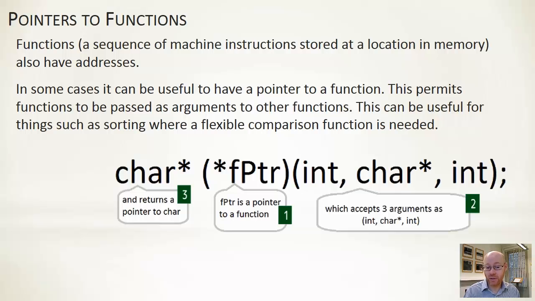It returns a char star. This particular function accepts an int, a char star, and an int. And where we normally would have the function name, here we have a pointer to a function. So basically, this is a pointer that points to an address in memory that contains executable code that expects an int, a char star, and an int, and will return a char star back out.